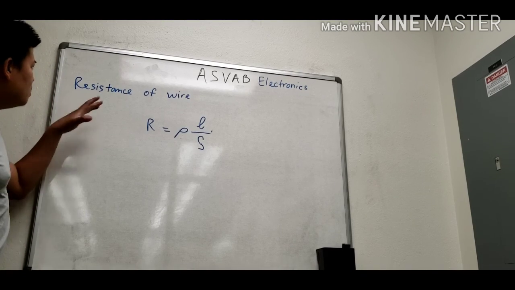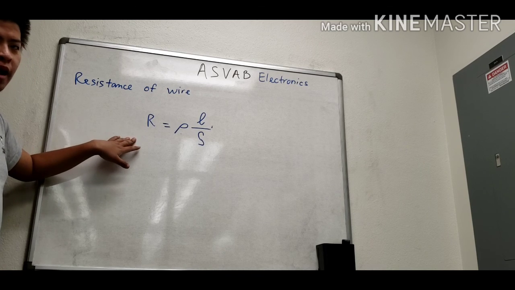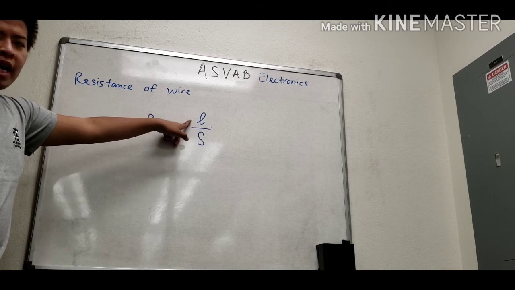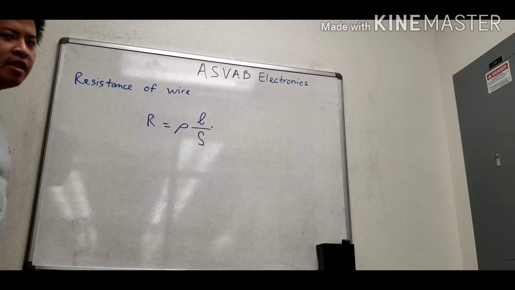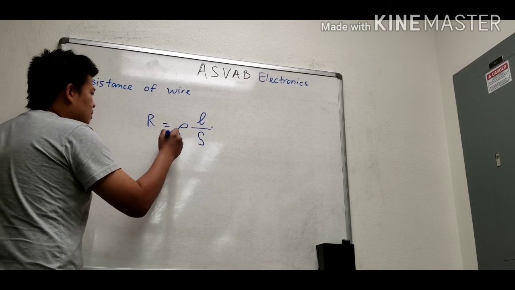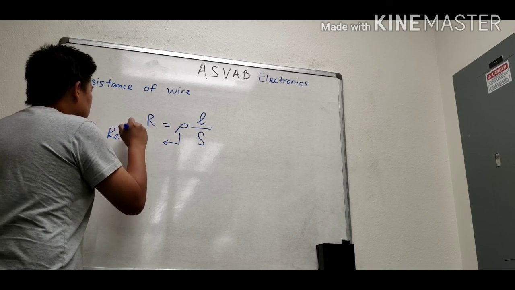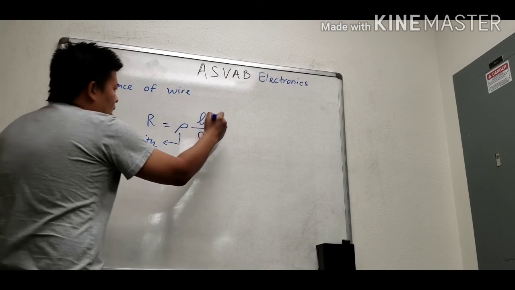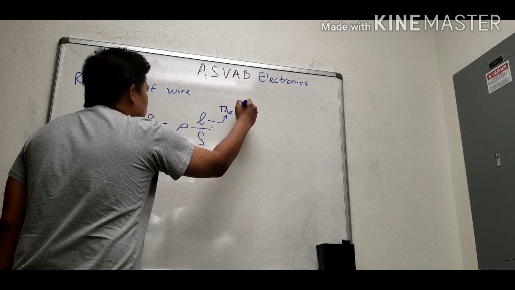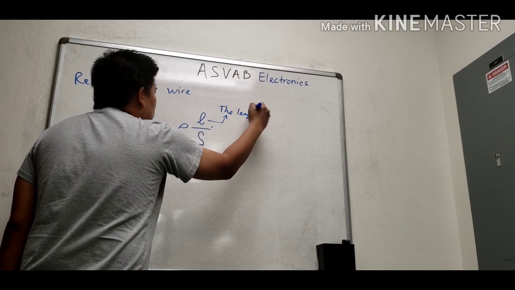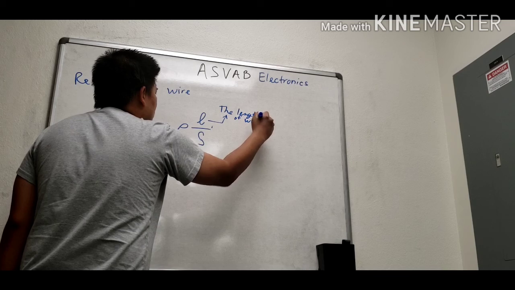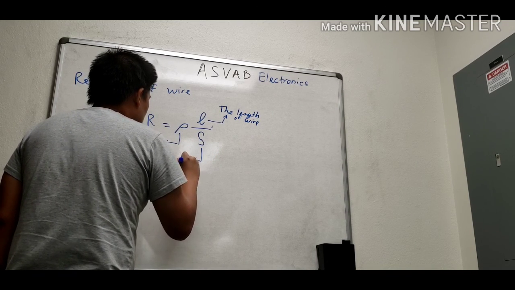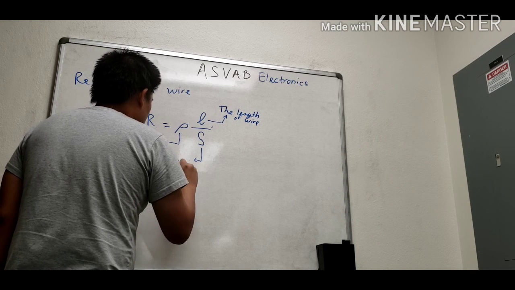So as we talk about resistance of wire, we have the formula R equal to resistivity multiplied by the length divided by S. This is about the area. We have resistivity, L is the length of wire, and S is the area of the cross section.